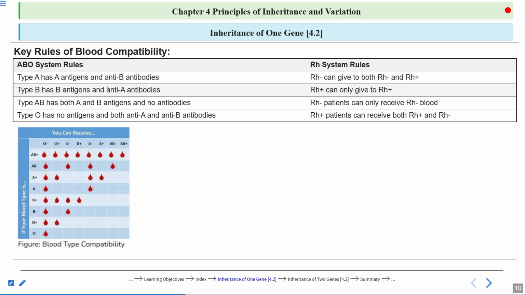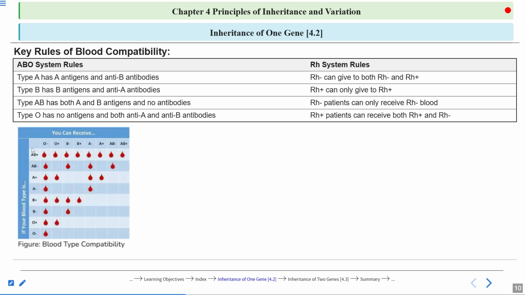You should remember this table, and you should follow all these rules while transfusing blood. So O negative is the universal donor, not O positive. This should also be noted. O negative is the universal donor. Clear? So O negative can donate blood to all individuals. Here you can see O negative can donate to all individuals.